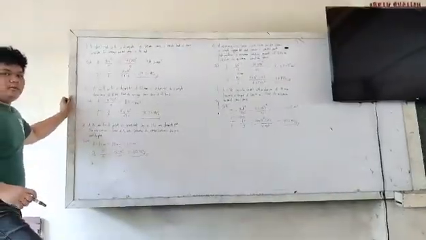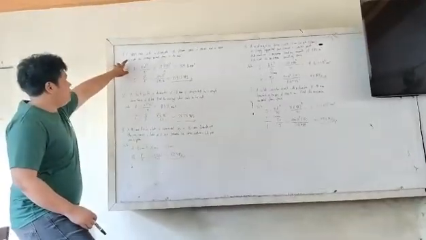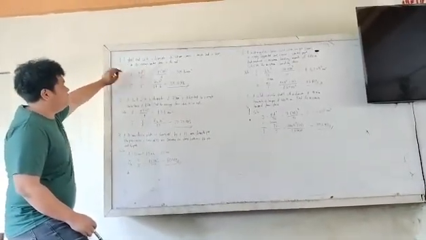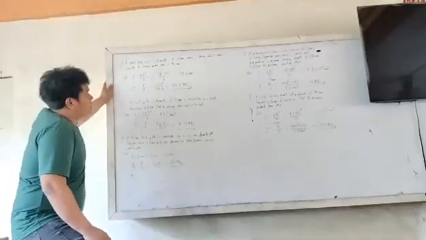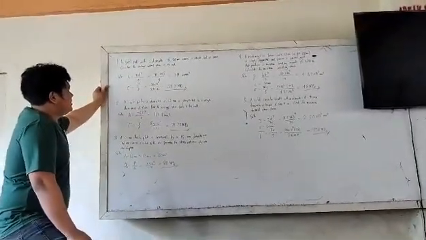Today we're going to solve problems with stress. So first we have a steel rod with a diameter of 20 mm carries a tensile load of 50 kN. Calculate the average normal stress of the rod.